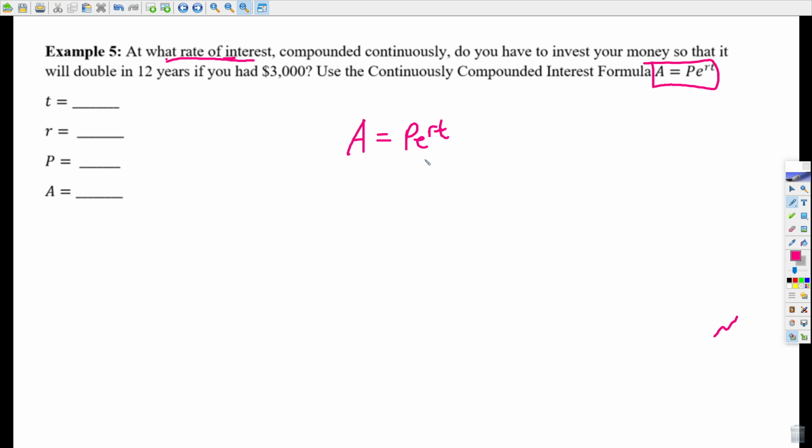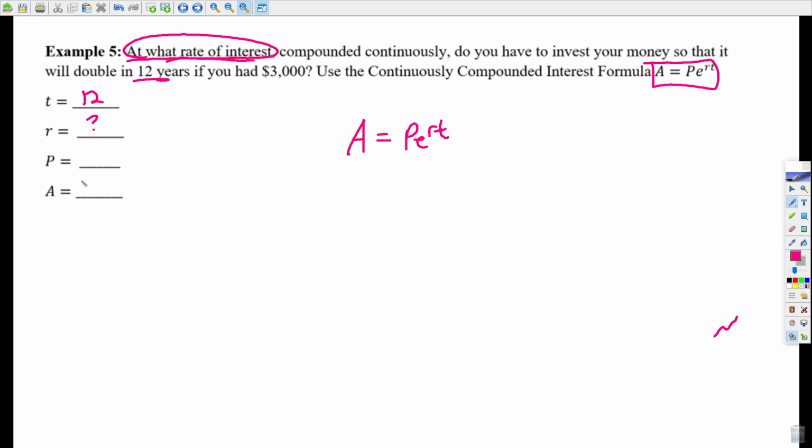Now, as we read through this, we've got to figure out what to plug in for each variable, which I put over here, kind of like a fill-in-the-blank so you can figure it out. Let's go through each one. T is our time, and our number of years is 12, so we'll fill that in as 12. R is the rate you're given. So what's our interest rate? I don't see one. That's what we're finding. At what rate of interest? We do not know R.